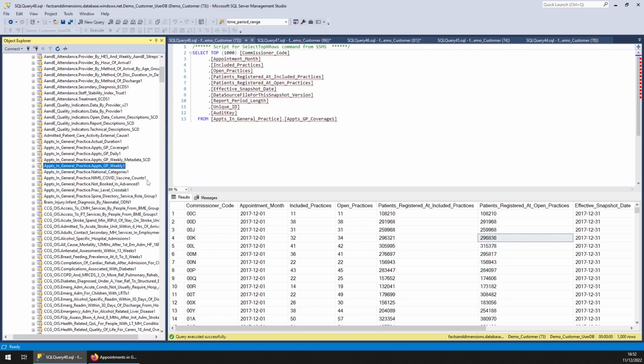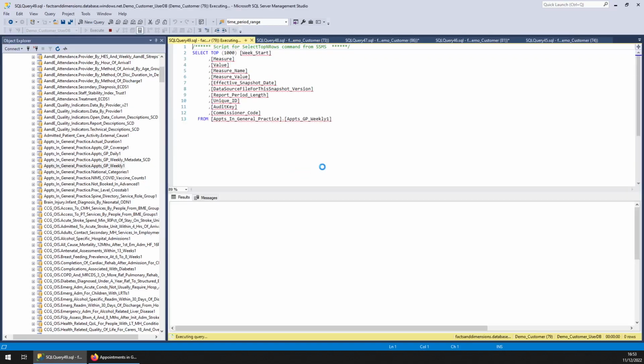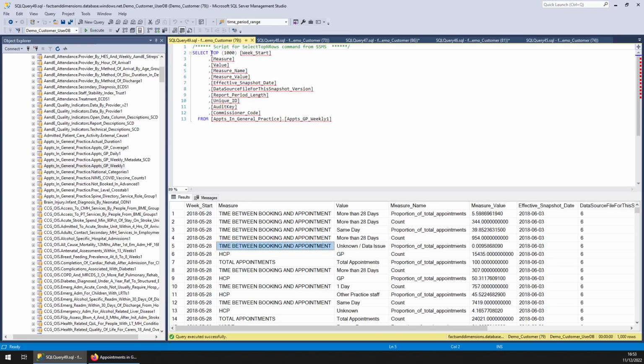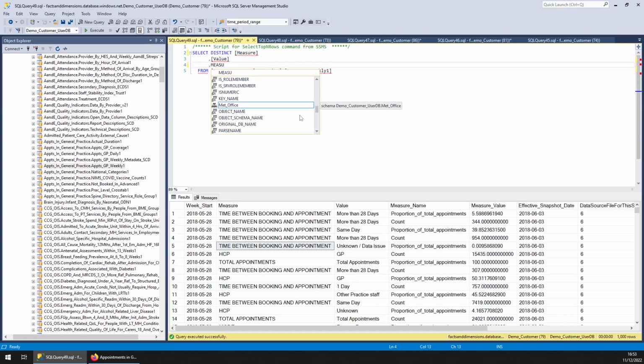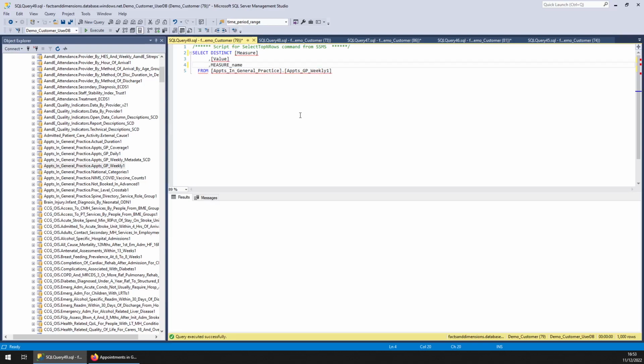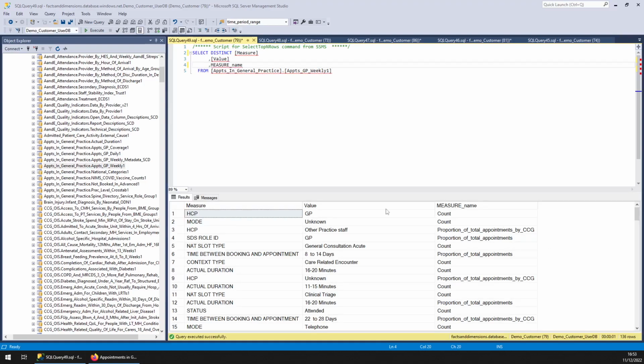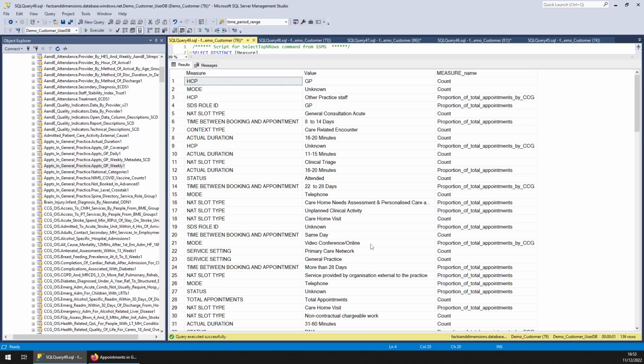The weekly appointments data. So you've got a few measures there. Let's do a distinct on that too. We get a nice idea of what we've got there. There you go. Get the idea.